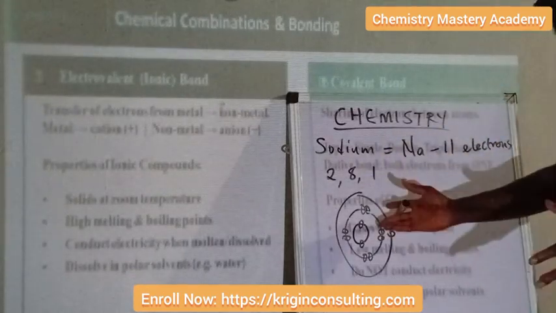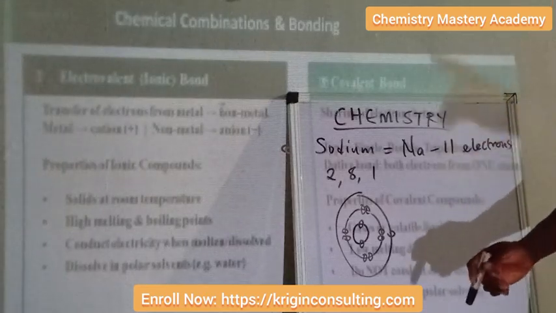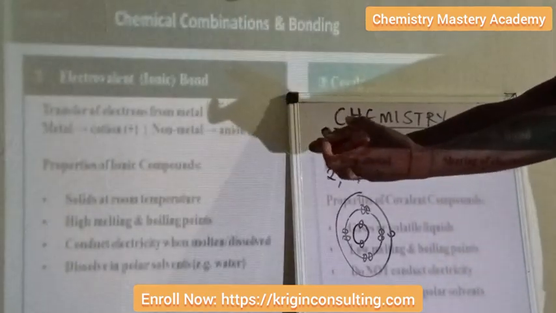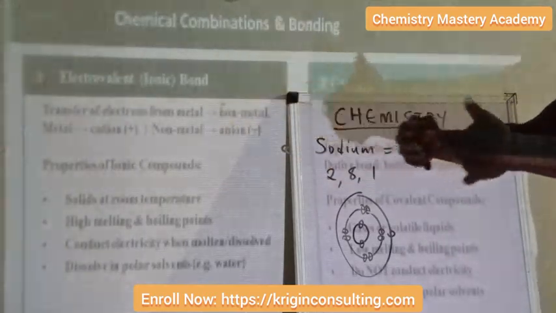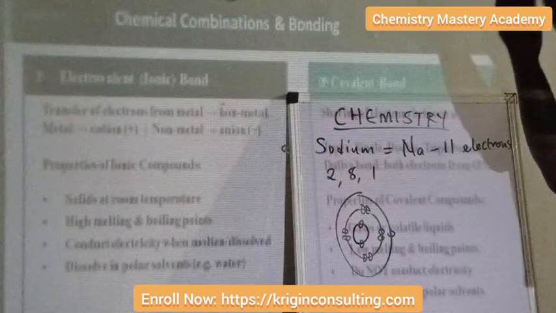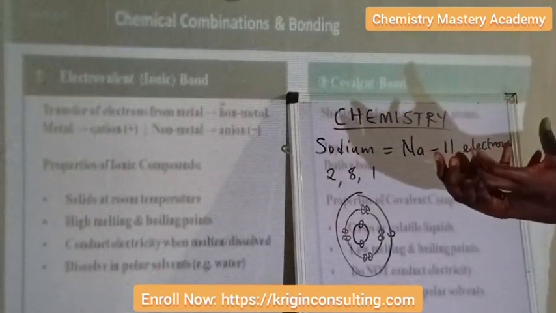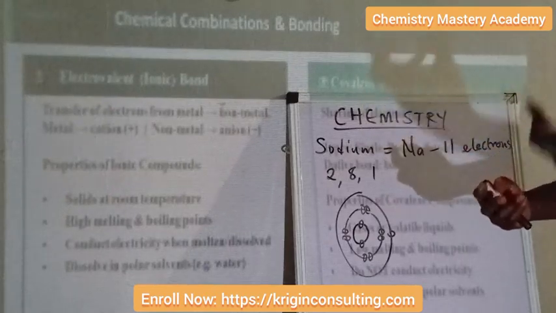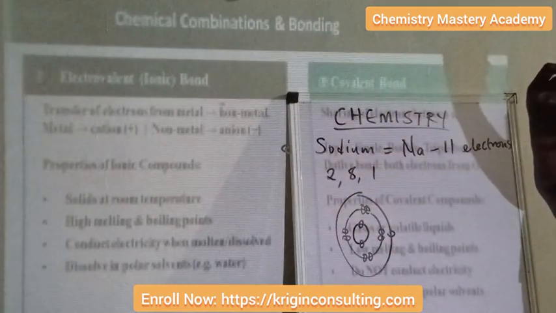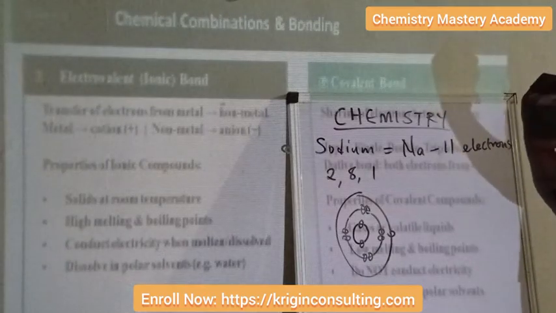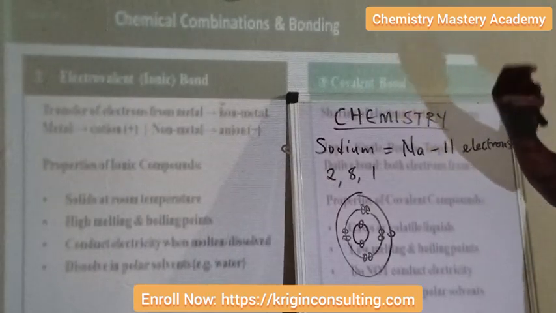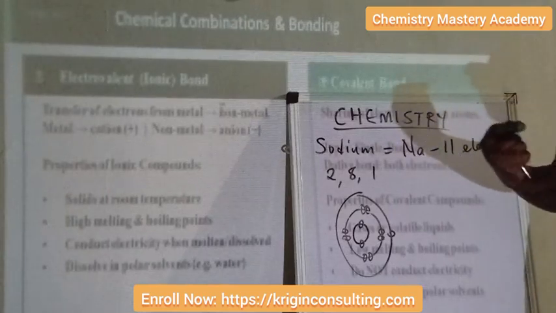Now, it means that sodium will undergo what we call electrovalent bonding, because sodium gives out its valence electron willingly and easily. Are we following now? So it means that an element that gives out its valence electrons easily and willingly will undergo electrovalent bonding. And an element that will willingly and easily collect the electron that is being given to it will also undergo electrovalent bonding.